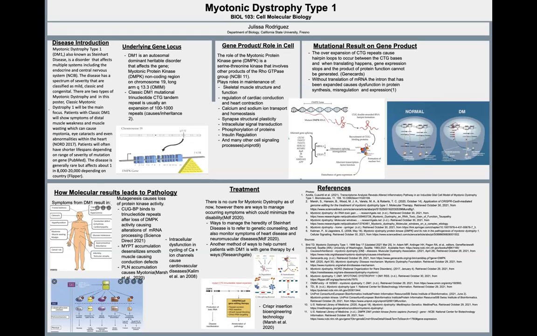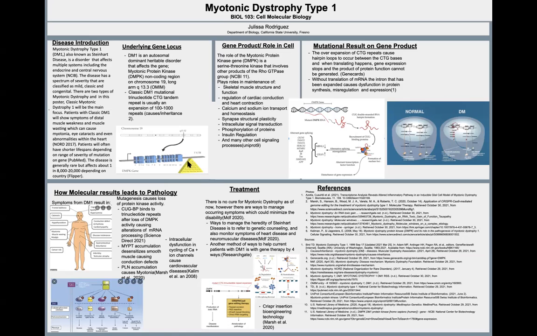And here in the figure below, you can see that the DMPK gene is on the non-coding region. And here you can see the tandem repeats of CTG, cytosine, thymine, and guanine. The classical DM1 disorder will have a repeat of 100 to 1,000 on the non-coding region.